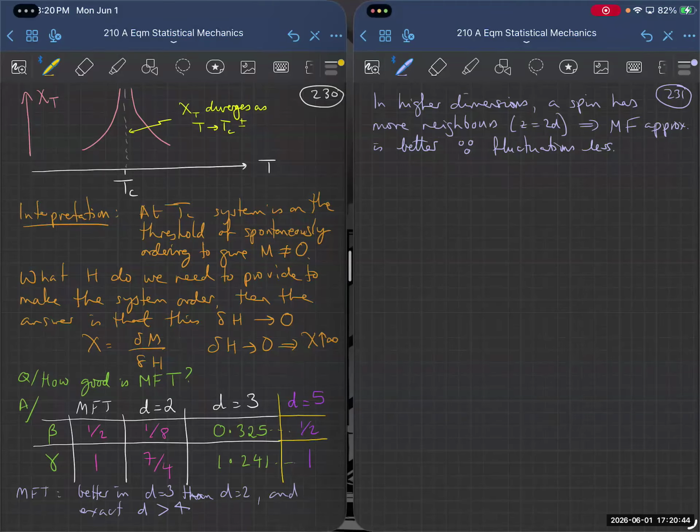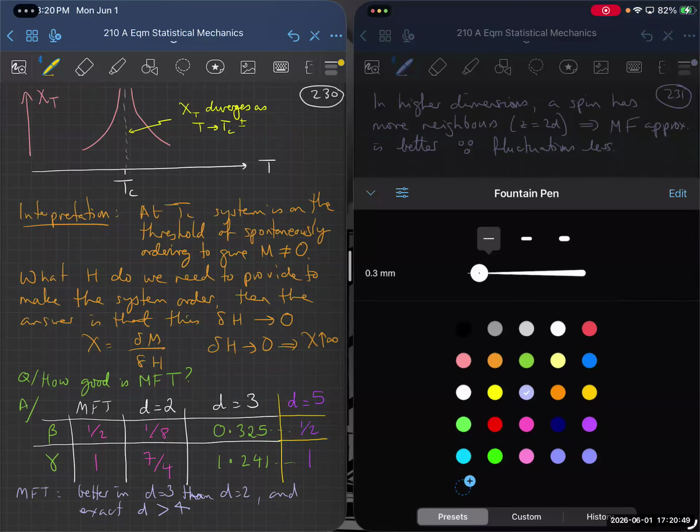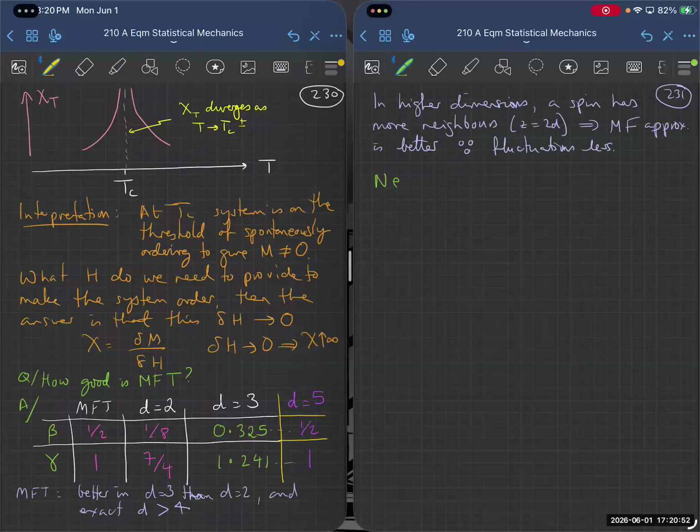Okay, so I'm going to finish there. So next time, I'm going to show you one more prediction for mean field theory. And then we'll talk about something else. Anyway, so mean field theory. Mean field theory is giving you very good guides.